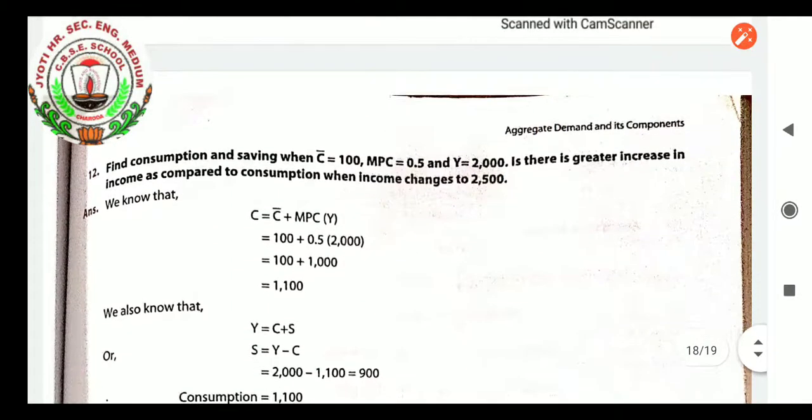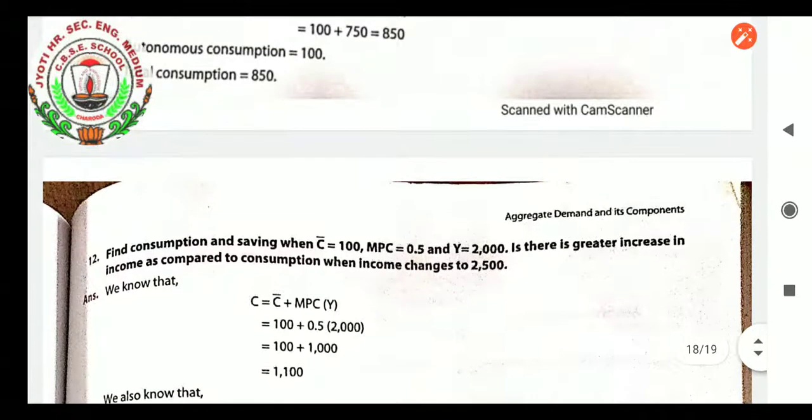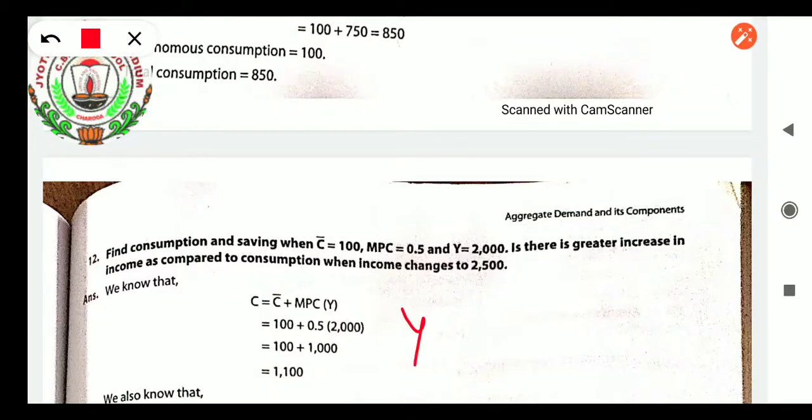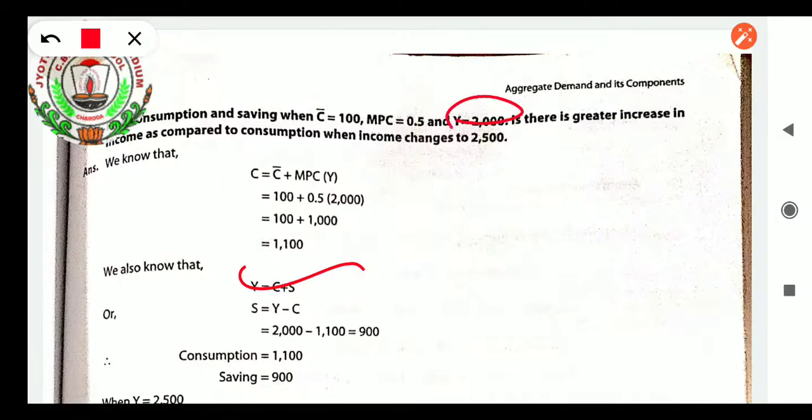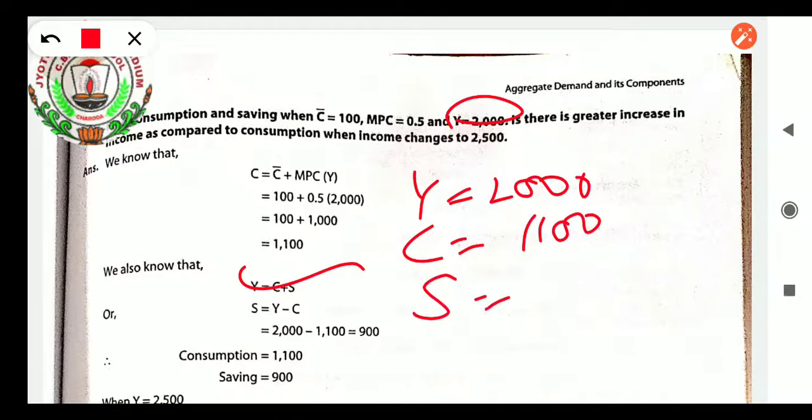Let us take the consumption when income is 2500. This way only we can proceed forward. We also know one formula, Y equals C plus S, if savings is needed. Savings, if you want to take, 900 is the saving, 1100 is the consumption. The formula I already said, Y equals C plus S, and we know Y equals 2000, C equals 1100 we have calculated. If we do Y minus C, we will get the saving, that is 900. So savings also we came to know.